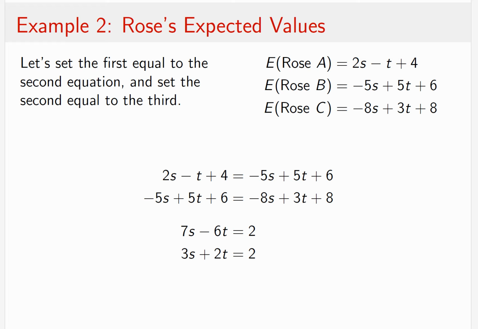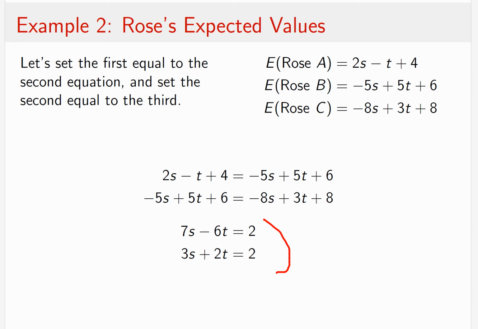All right, or expected value. I'm sorry, it's not equations, they're expressions. But the expression for row A is equal to the expression for row B. The expression for row B is set equal to the expression for row C. And the simplification, does it make sense?